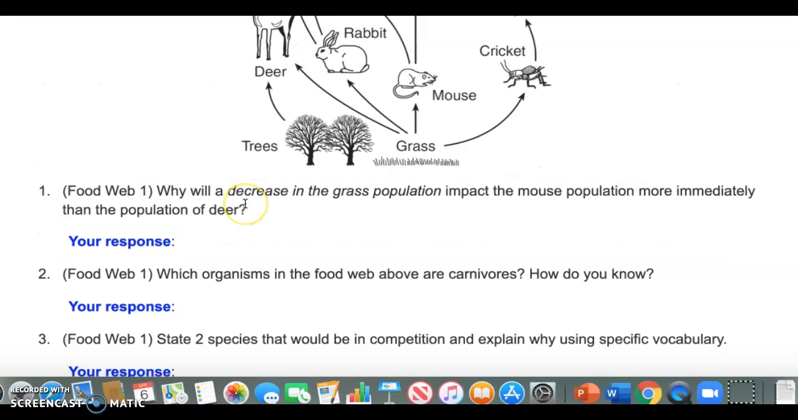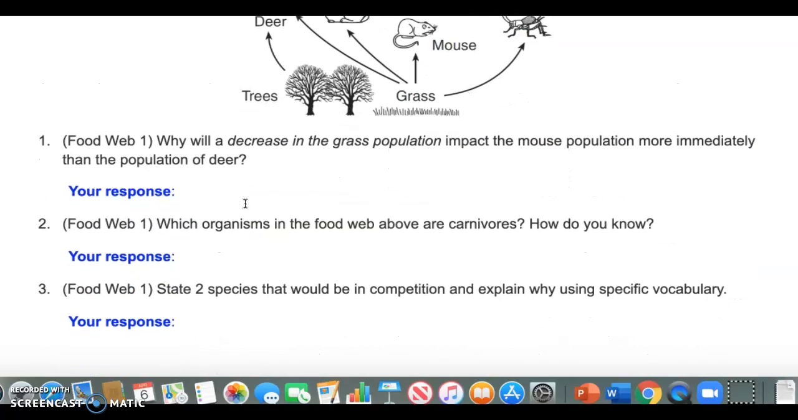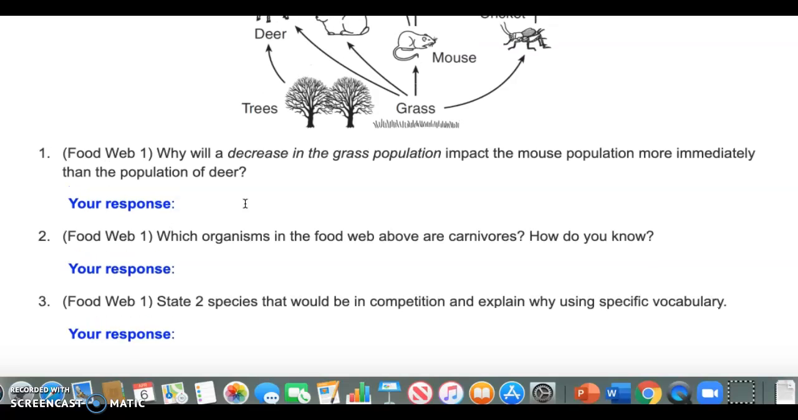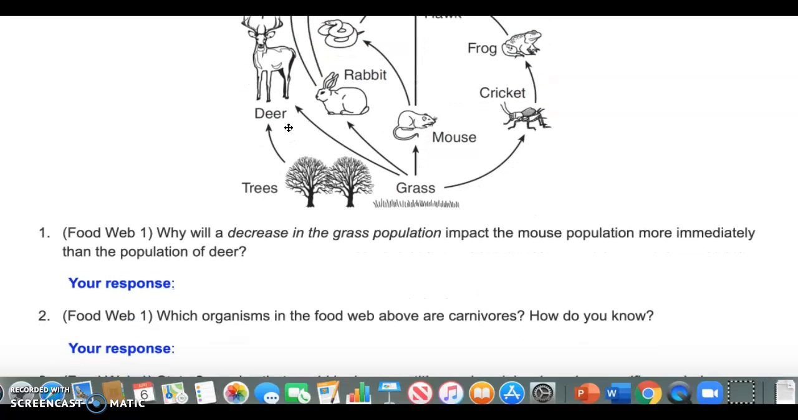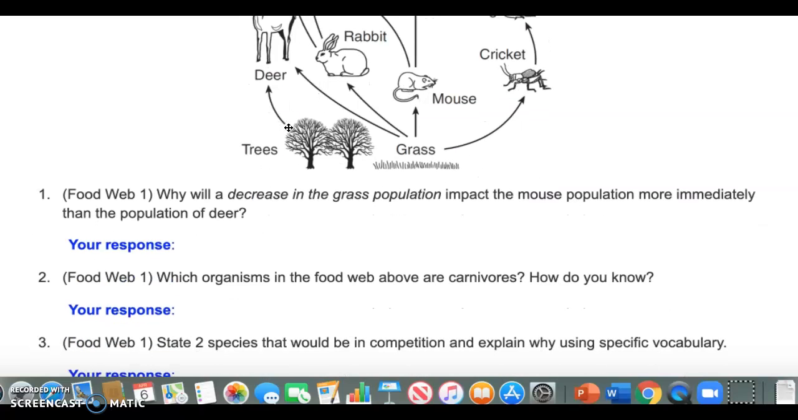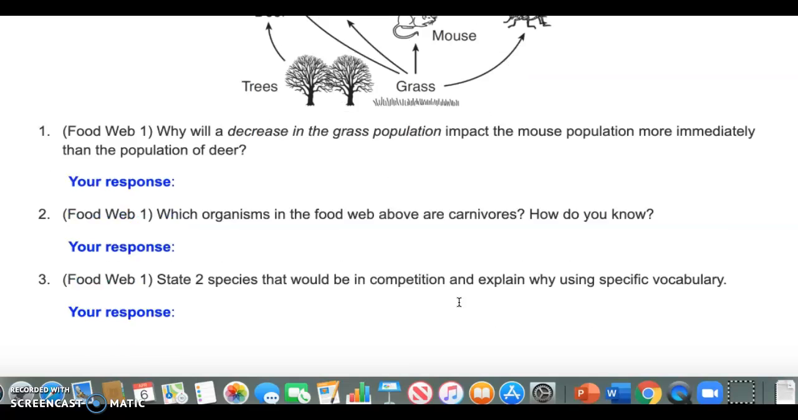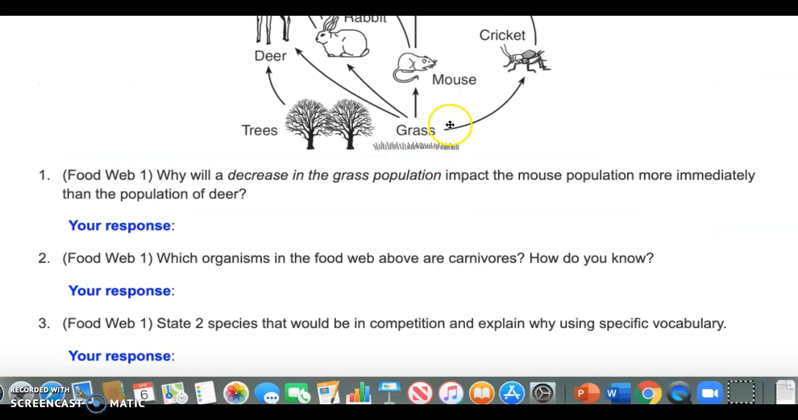So question 2, again, is about Food Web 1. Which organisms in the food web above are carnivores? So you're going to look here, look for all of the carnivores, right? You might have to refer back to your definition for carnivore. So list your organisms here that are carnivores, and then tell me, how do you know? How do you know they're carnivores? What do they eat, right? What do the arrows pointing in the food web show you?